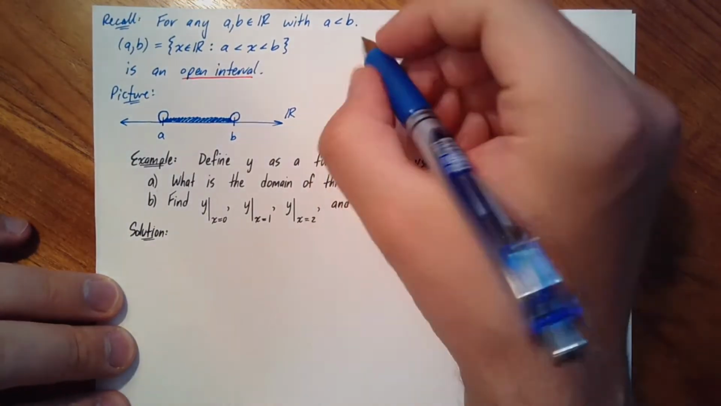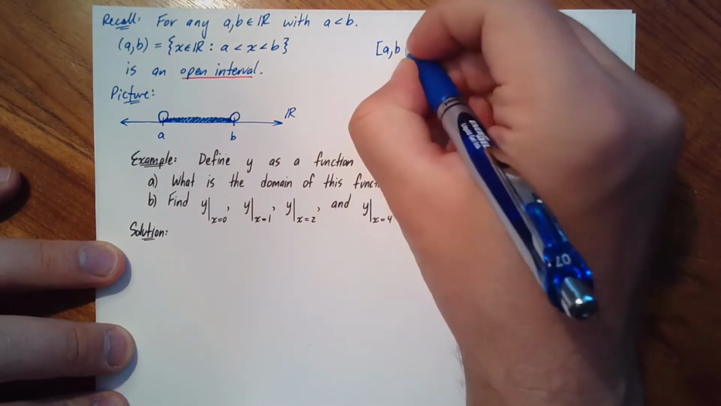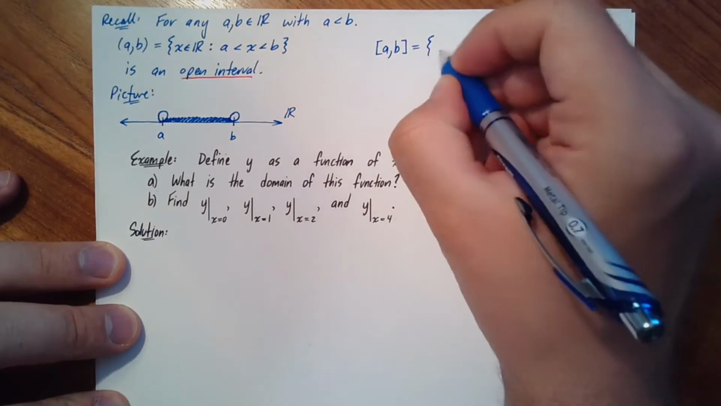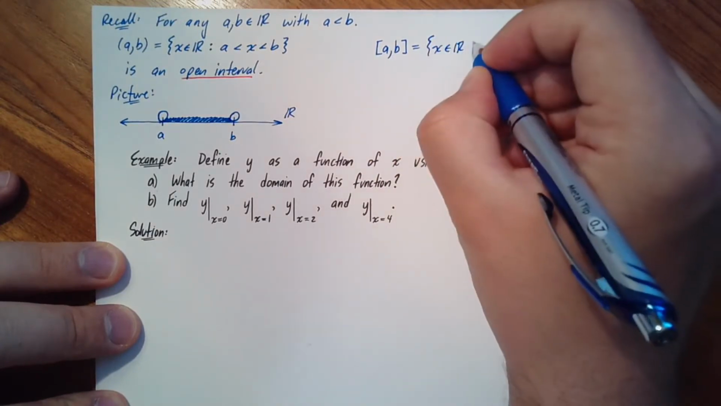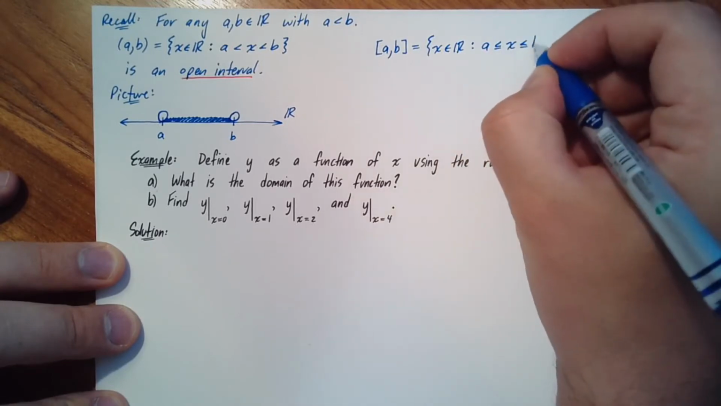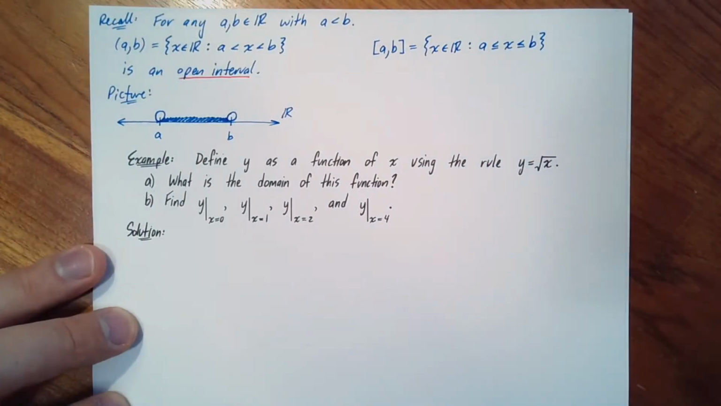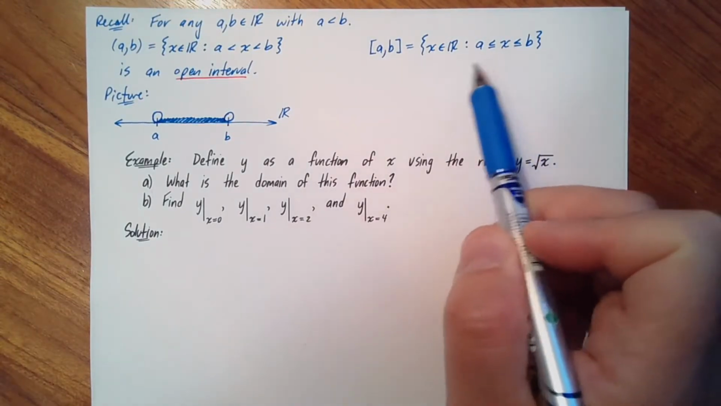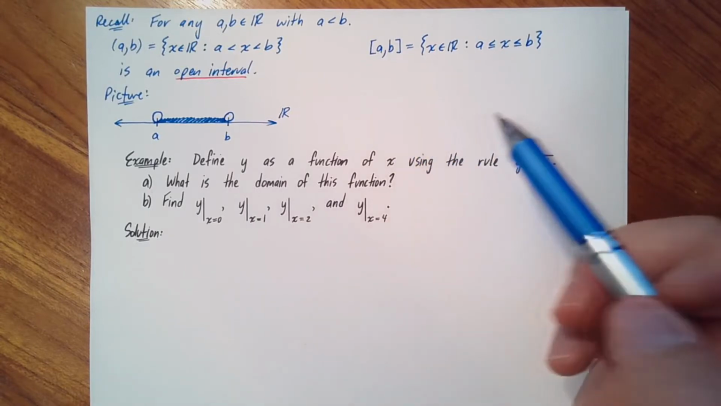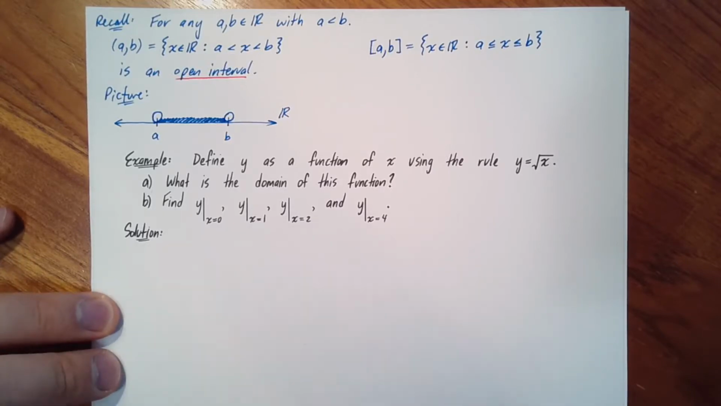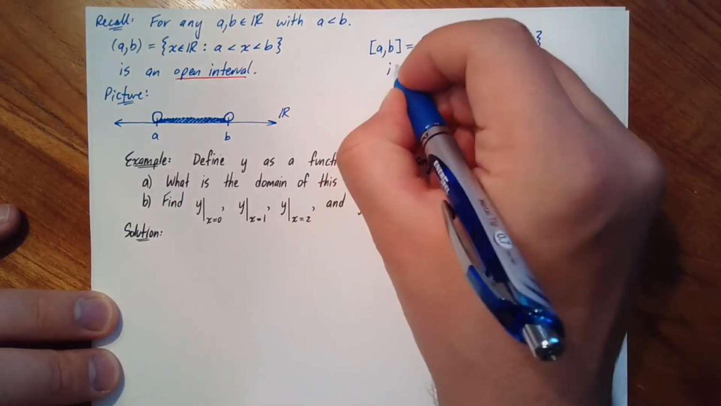Okay, but you can also do closed intervals. The only difference in notation is you just use square brackets instead of round brackets. So the closed interval A to B is the set of all real numbers x such that, and I'll write the same thing down except the inequalities are going to be non-strict this time: A is less than or equal to x and x is less than or equal to B. In other words, it's the set of all real numbers x such that x lies between A and B, where we allow for the possibility that x is either equal to A or equal to B. So this is called a closed interval.